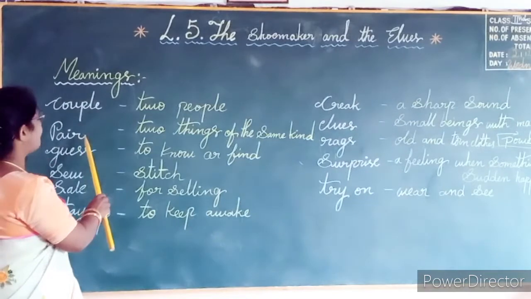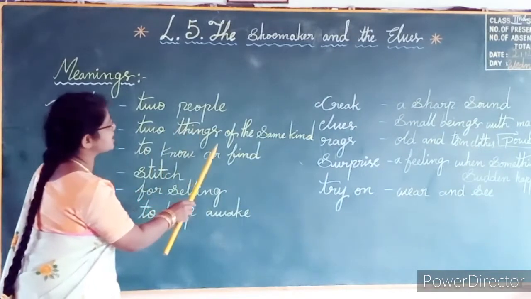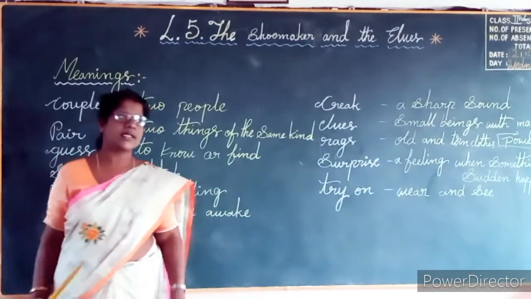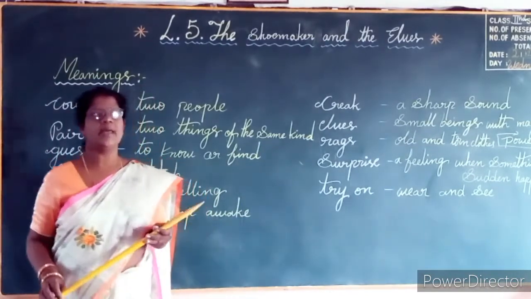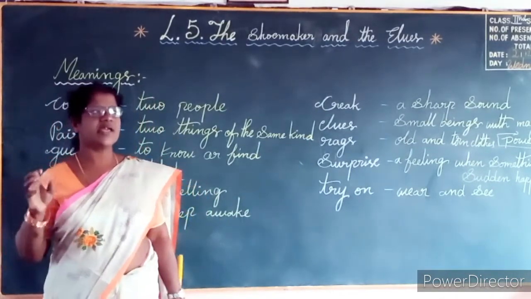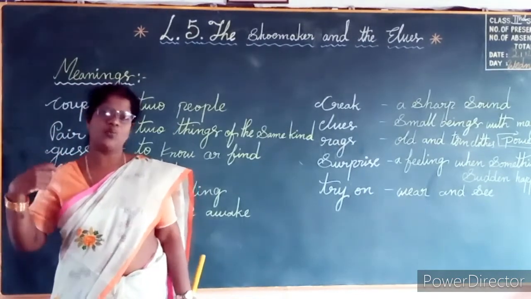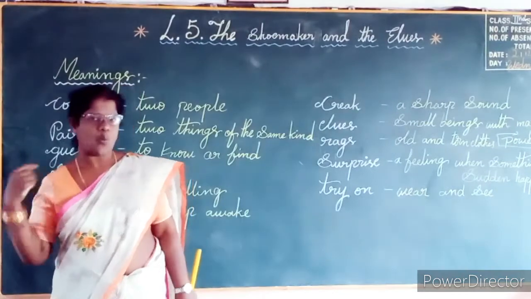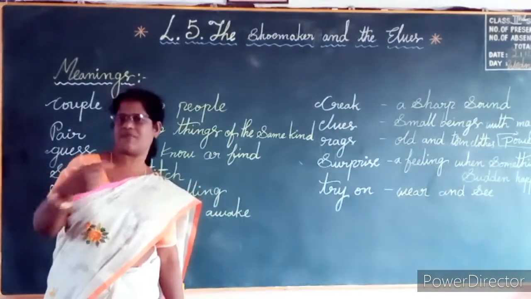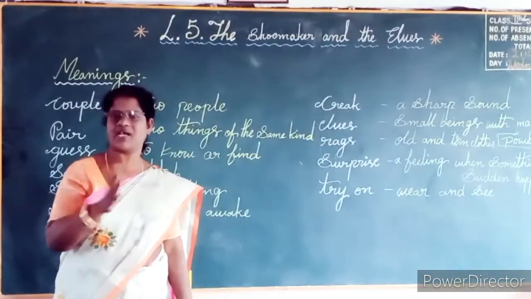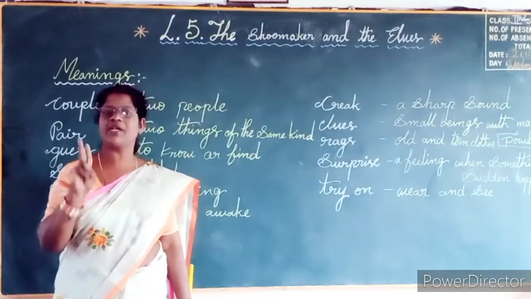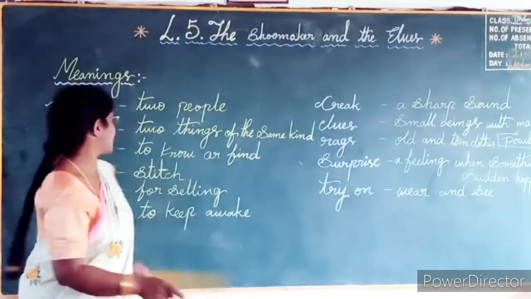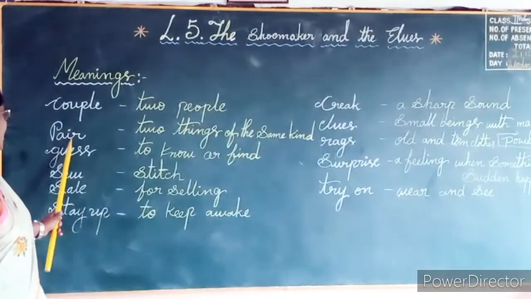And next one, pair: two things of the same kind. We can say pair means, if we plait our hair, we wear rubber bands on our hair. Yes or not? We can't wear one color for one plait and another color for the other. It should be the same kind. Then only we can say that it is a pair.